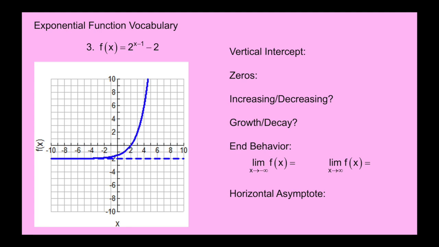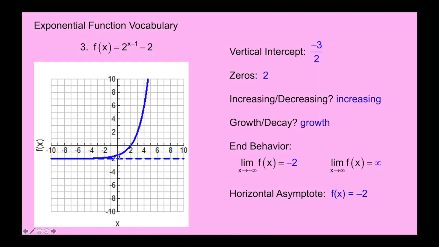And again, if I'm looking for a vertical intercept here, it appears to be right here. And I would say that this looks like it's at -1.5 or -3/2. And that's what I'm going to go with for my vertical intercept. As far as the zeros, that's going to be where it crosses over the x-axis. And it's crossing right here, and that's at +2. Then in terms of increasing or decreasing, we're going to look from left to right. It's going up, therefore increasing, and therefore growth, since those are going to go together.